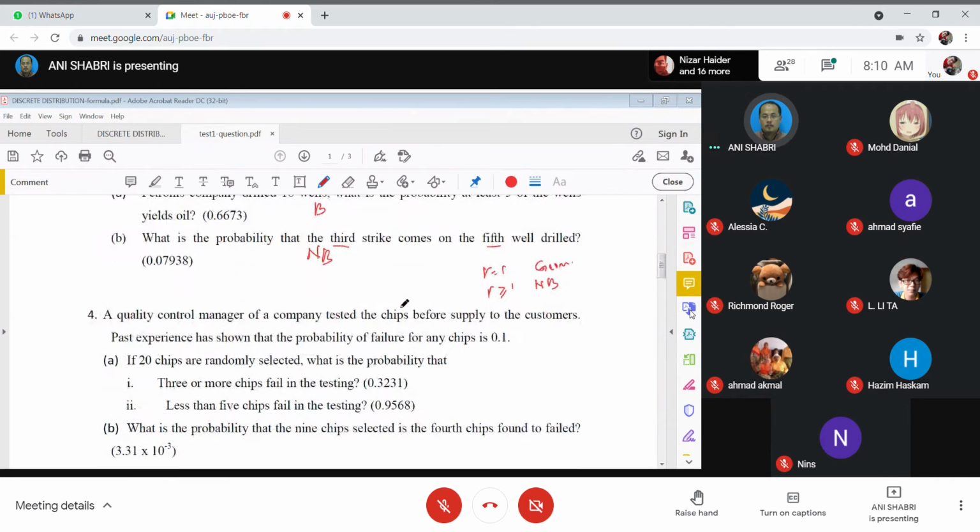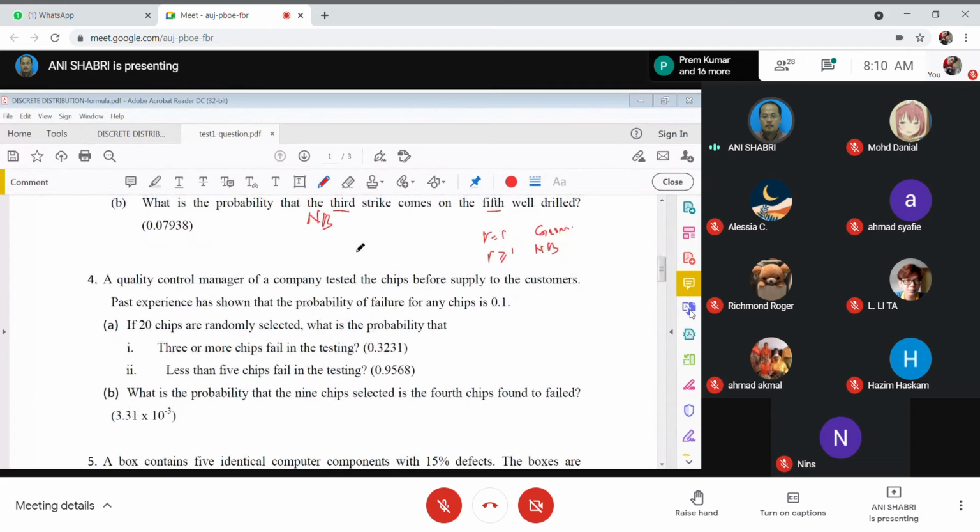Okay, number 4. Quality control. What is the distribution for A1? Binomial. How do you know it is binomial? 3 or more chips out of 6, 2 or more out of 6. Because n is given, we must use binomial. This one is also binomial. Okay, number B. What is the distribution?